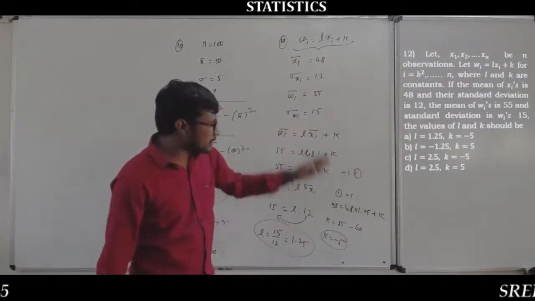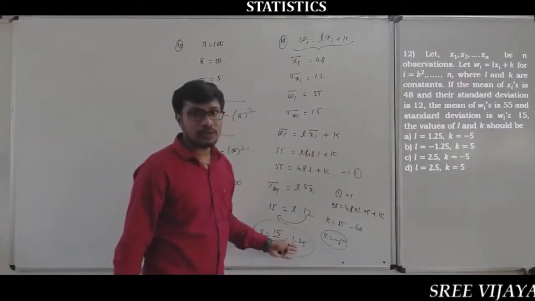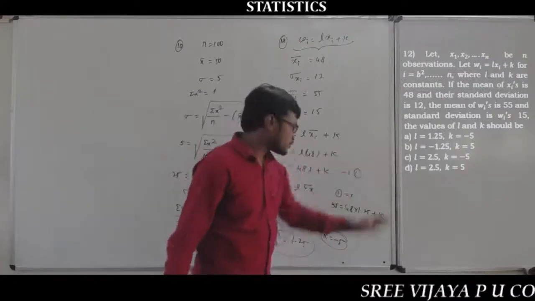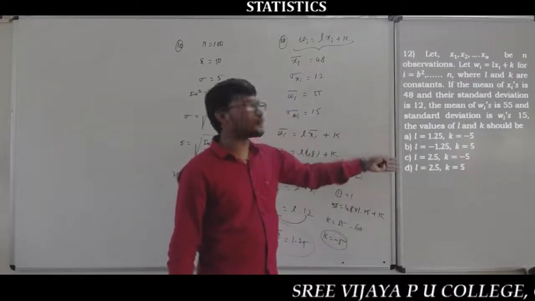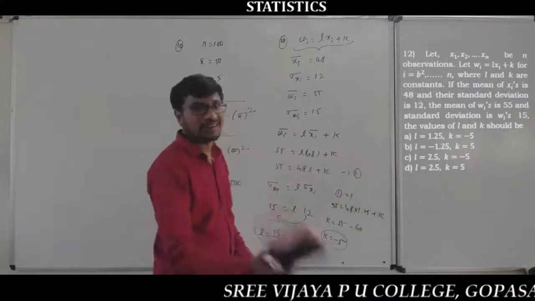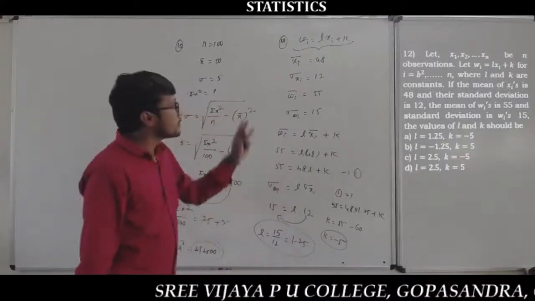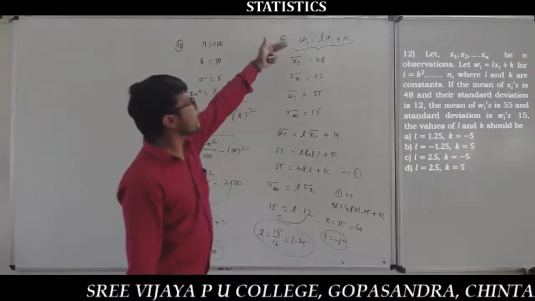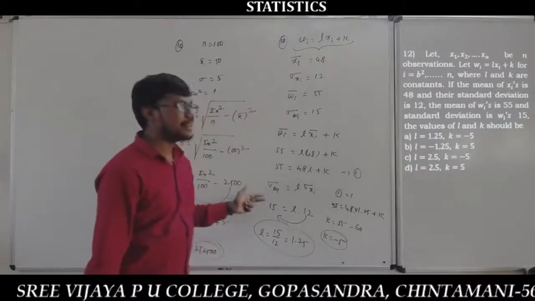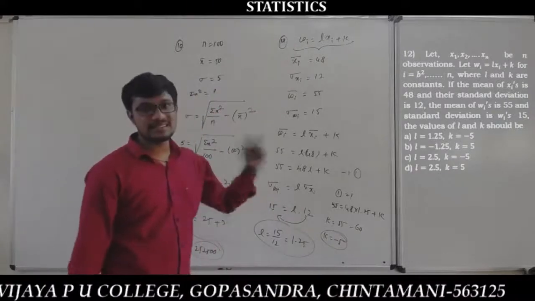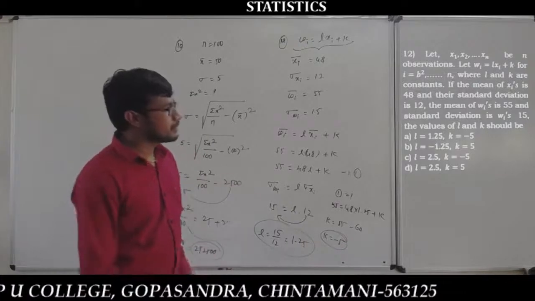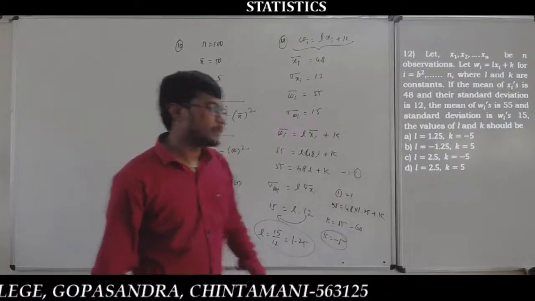So if you got L equals 1.25, it is only in option A, so you can avoid the others. That's why you save time for the next problems. So got this one: applying the mean, applying the standard deviation, and just simplifying the values. Got it? Okay. Next one.